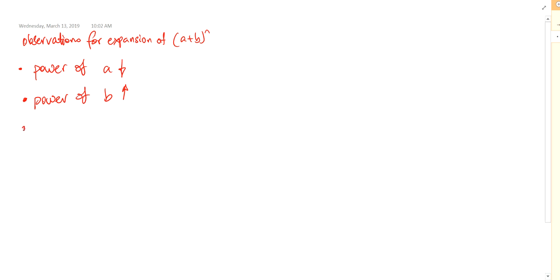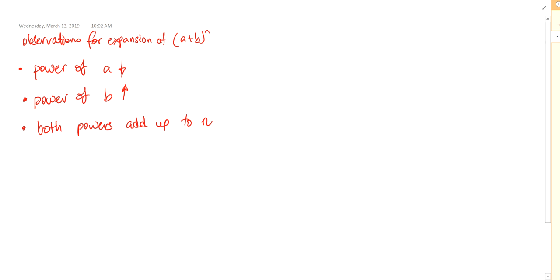Both powers add up to n. Is that really true? Yes. Let's randomly choose a term, for example, this term over here. Both powers is referring to 1 and 3. What do you get? 4. Oh, it's the same.